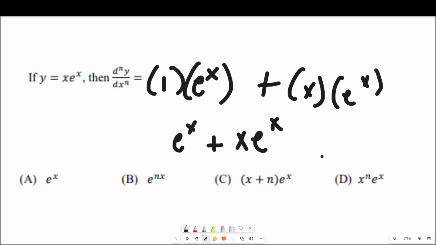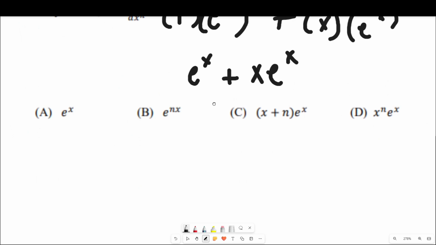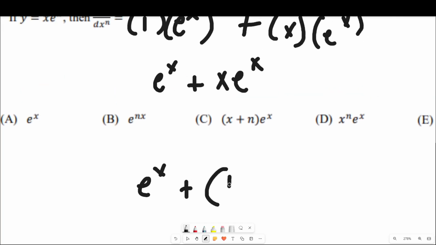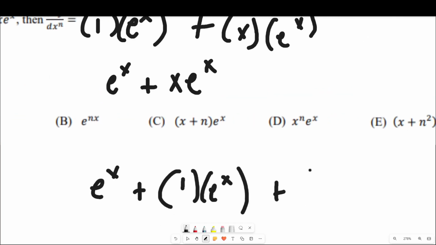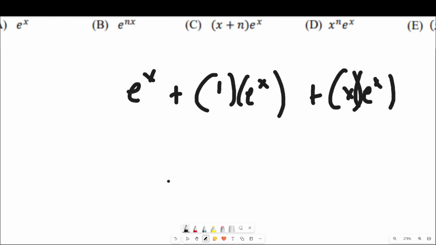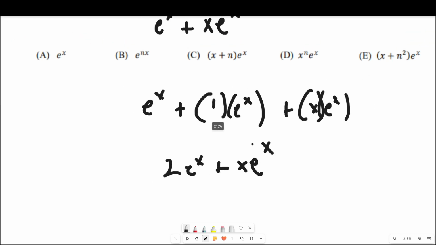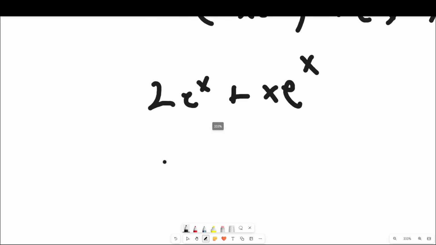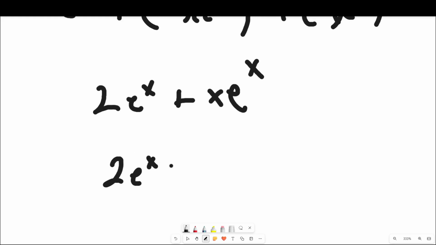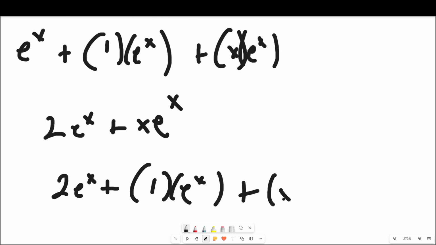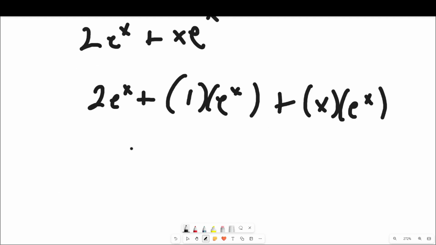Now we're going to do it again, and you're going to start seeing a pattern. So e to the x plus 1 times e to the x plus x e to the x. So you're going to get 2e to the x plus x e to the x. And I'm going to do it one more time. So this is just going to still be 2e to the x, and then plus 1 e to the x plus x times e to the x, which is just 3e to the x plus x e to the x.